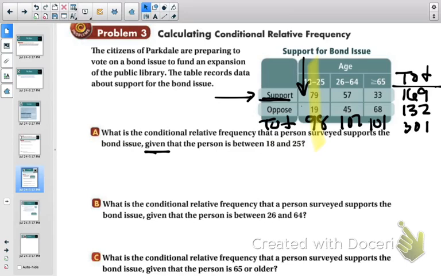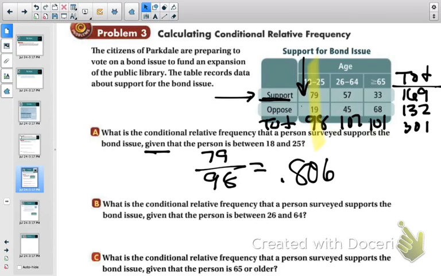We're given that they are between 18 and 25, and we know it's in that highlighted column. So if we want to know if they support the bond, that's 79 out of the total, which is 98 of that column. So you're taking the 79 and dividing it by the column total. This is a conditional relative frequency. So 79 divided by 98, 0.806.